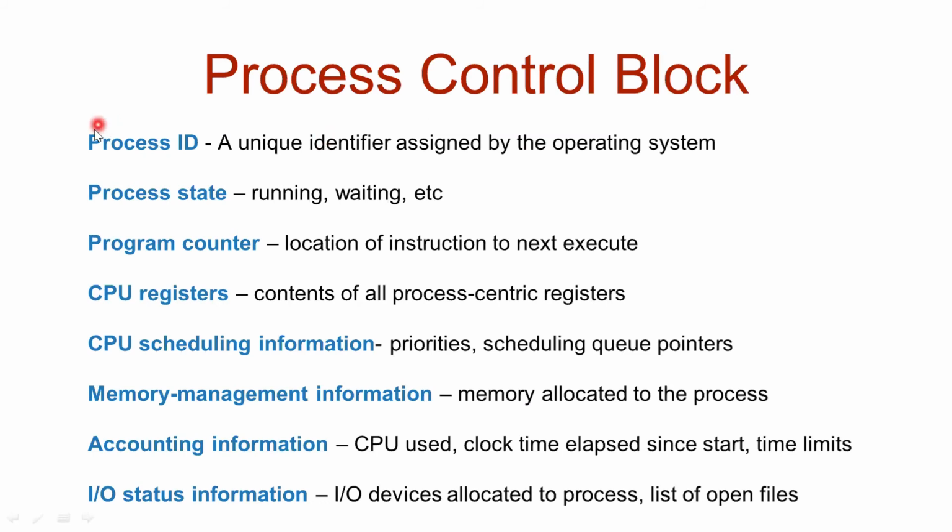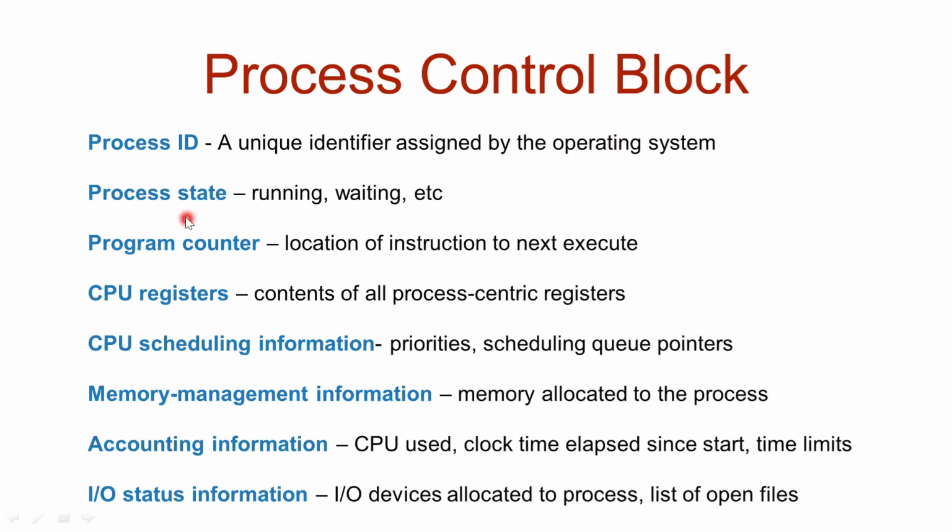The different attributes that are related to a process and are stored in its PCB are process ID, process state, program counter, CPU registers, scheduling information, memory management information, accounting information, and IO status information. Process ID is a unique identifier which is assigned by the operating system whenever a new process is generated. Every process will have a unique ID. No two processes, even if they belong to the same program, will have the same identity.